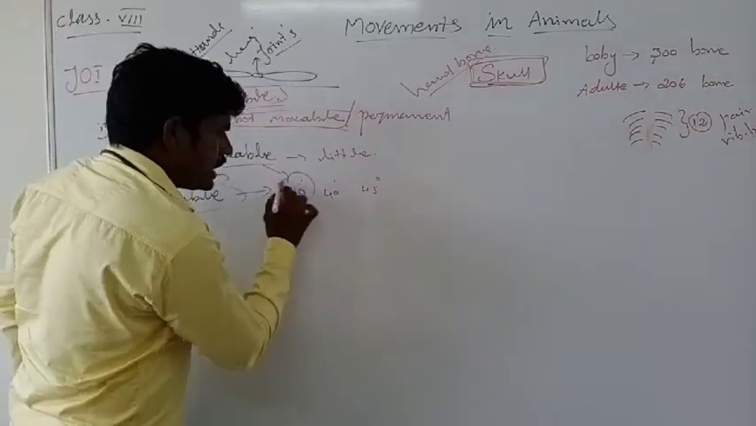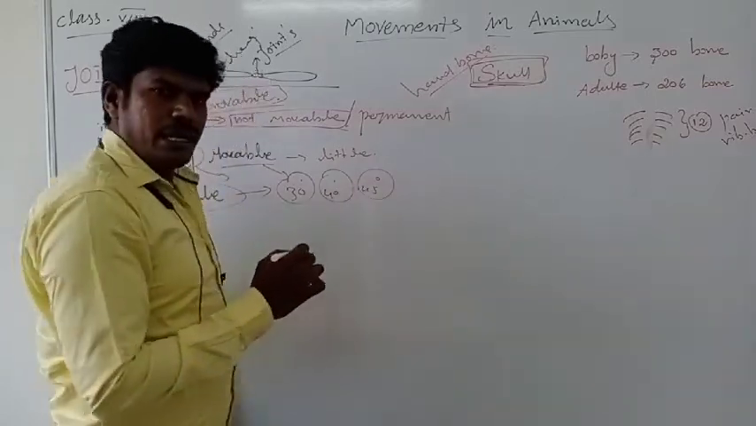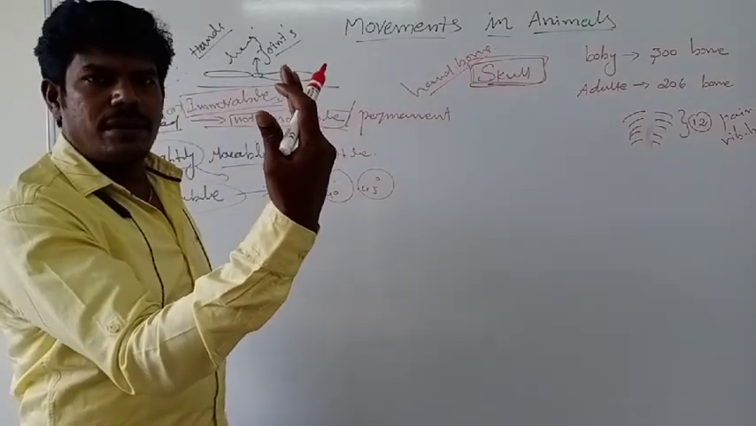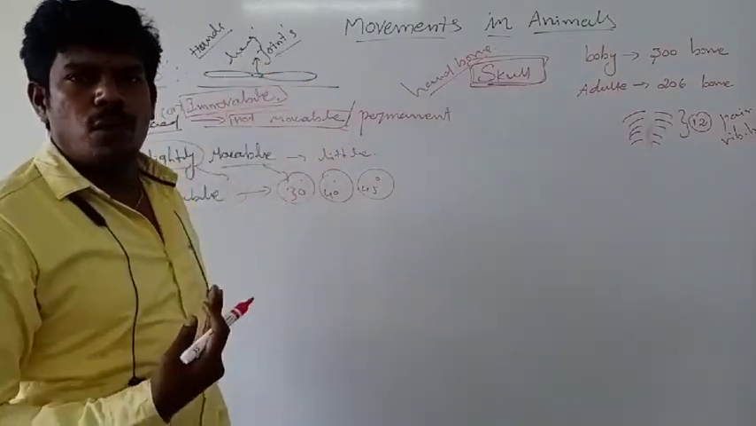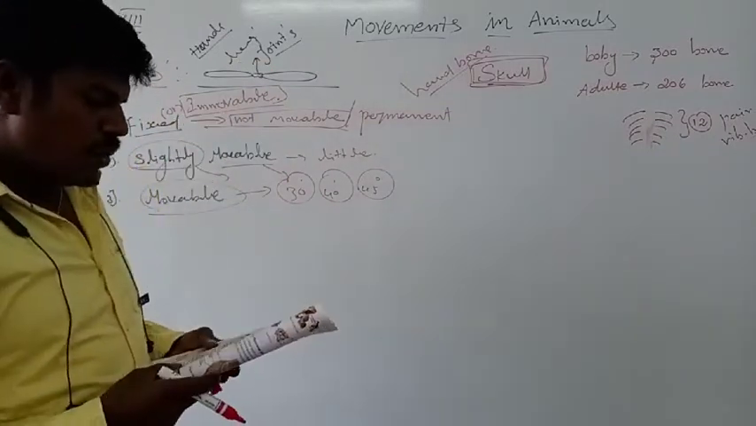You did not make it 30 degrees, or 40 degrees, or 45 degrees. Various degrees will move between the bones. This is called a movable joint. This is called what? Movable joint.